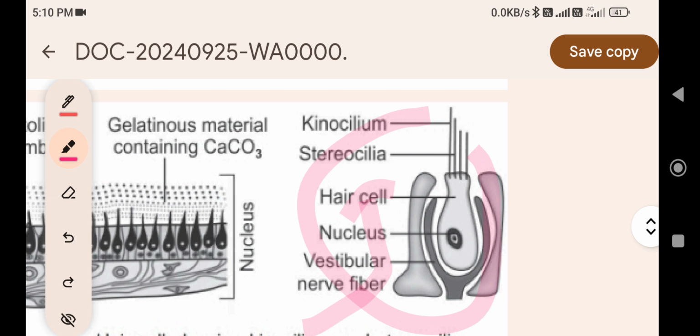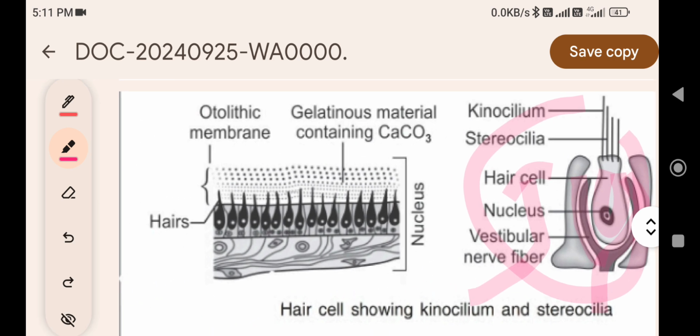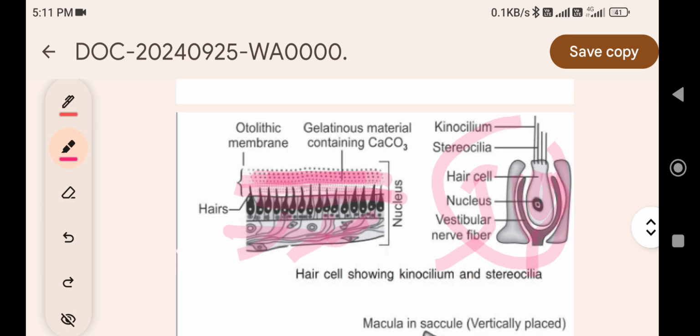Okay, this is the hair cells, and between the hair cells we see the origin of fibers of the vestibular division of the vestibulocochlear nerve. And the otolith membrane: this is the gelatinous partition that consists of calcium carbonate, and these are the processes of hair cells. Both make the otolith membrane. Here you can also see the fibers of origin between the hair cells. I hope it is clear to you.